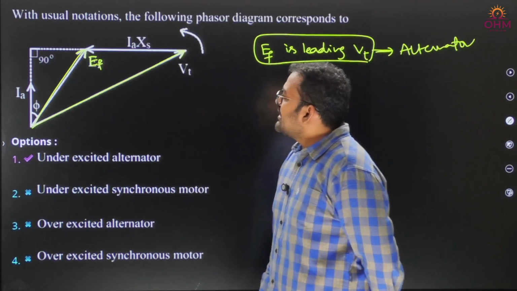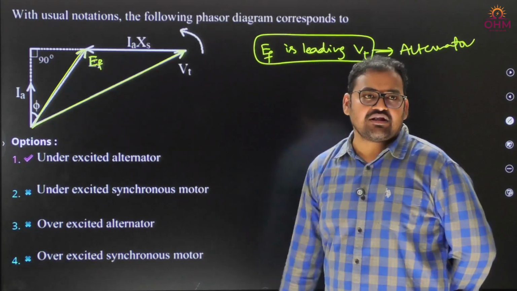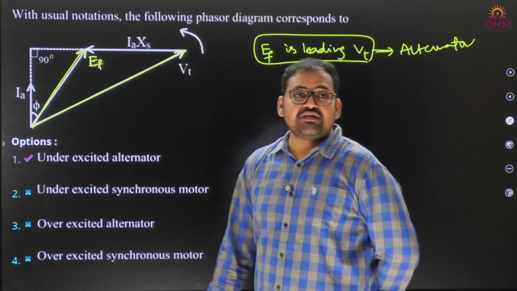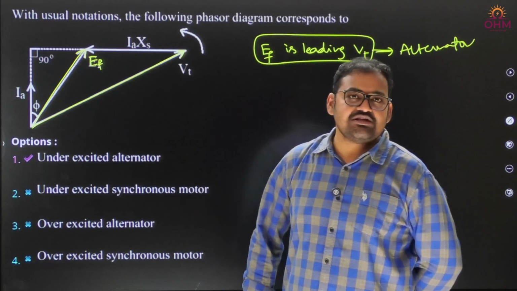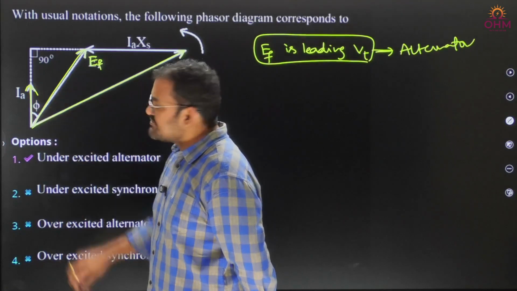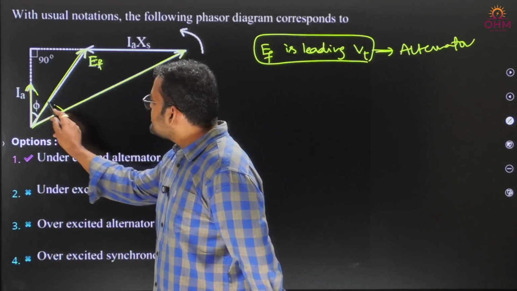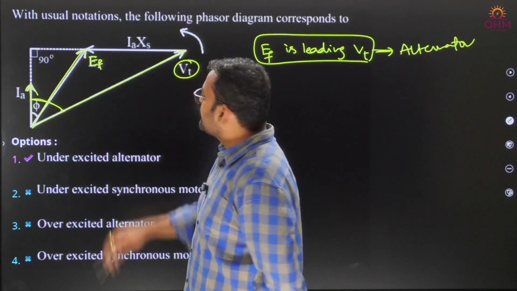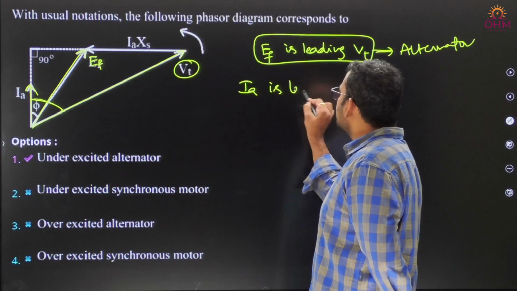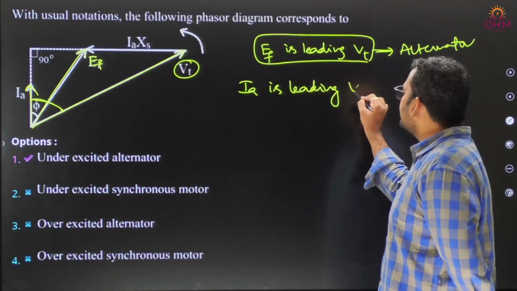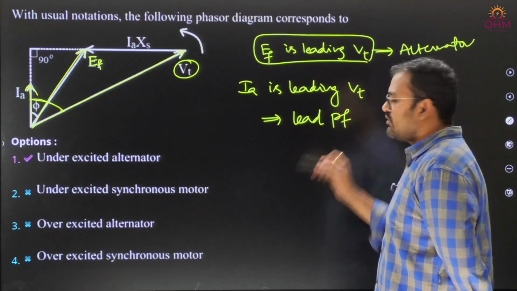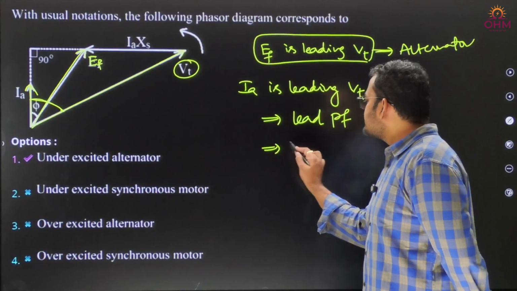Next question. How do you decide whether it is over-excited or under-excited? Two ways you can decide. One is by comparing EF cos delta with VT. Another one is power factor. You can see here, armature current was here, guys. Therefore, can I say armature current was definitely leading terminal voltage? Therefore, IA is leading VT. That means power factor is leading power factor. Okay, leading power factor means it is under excited.